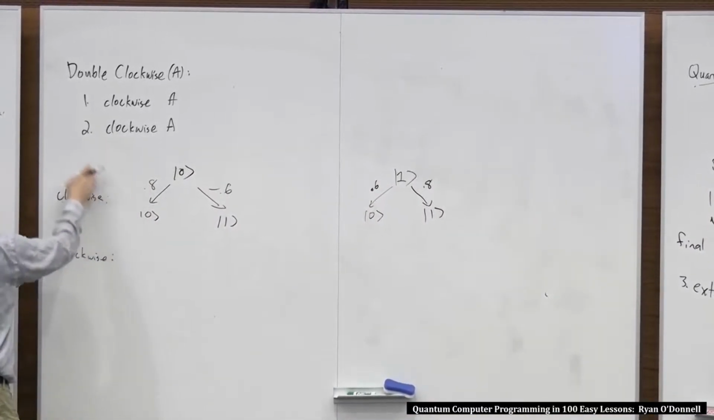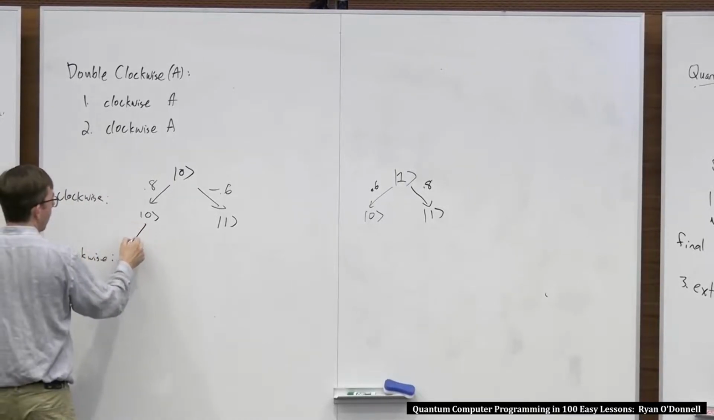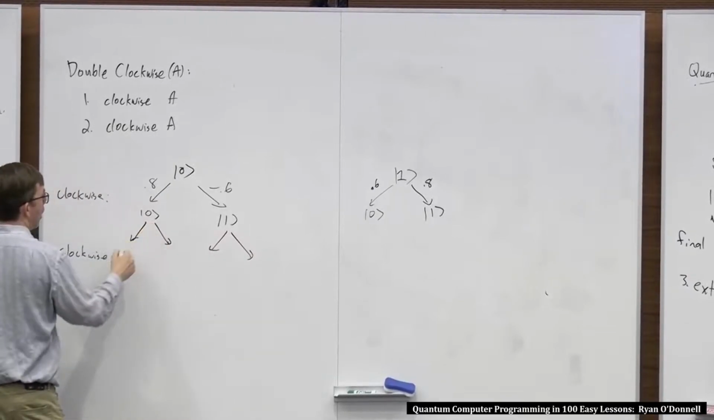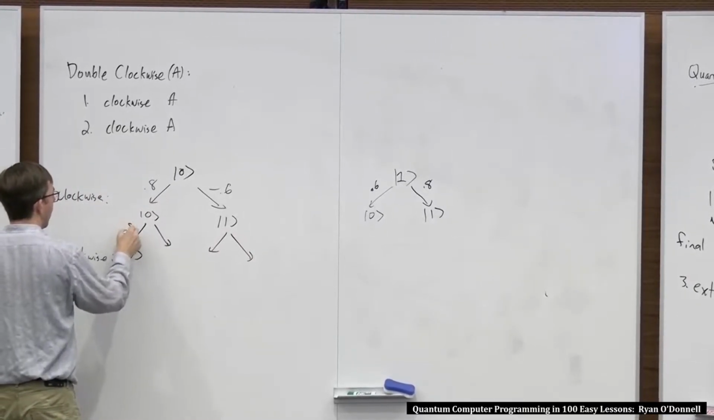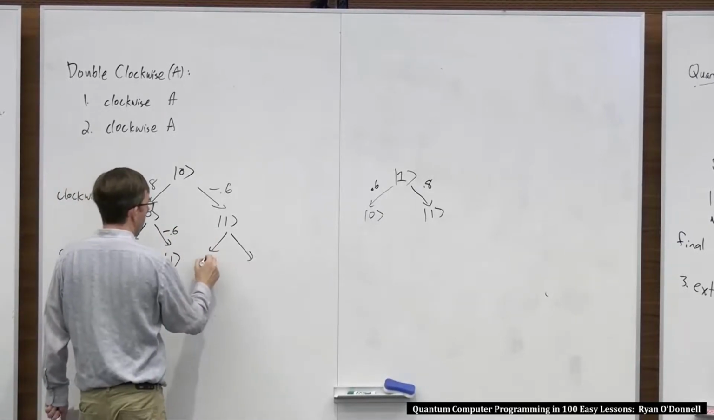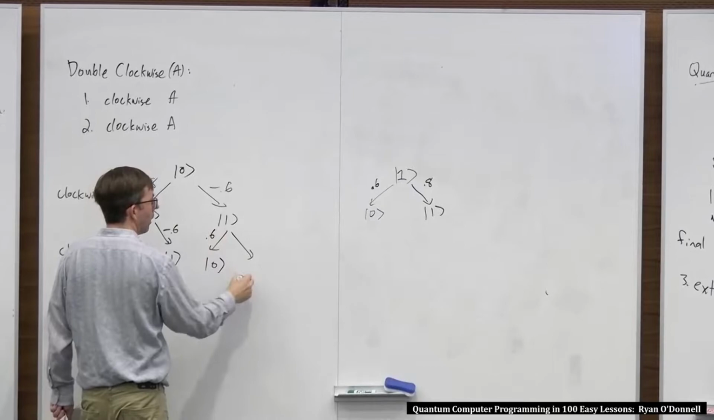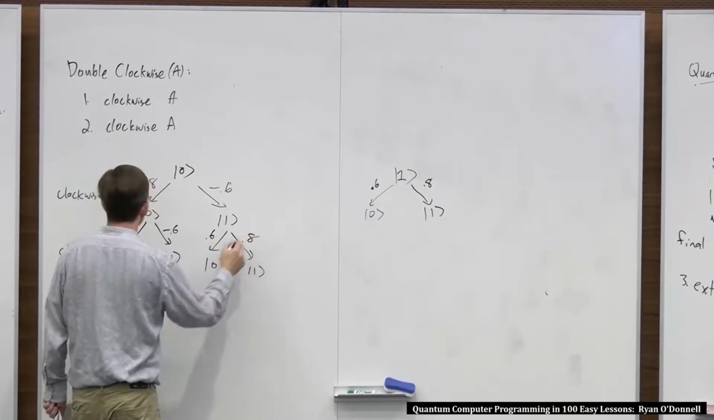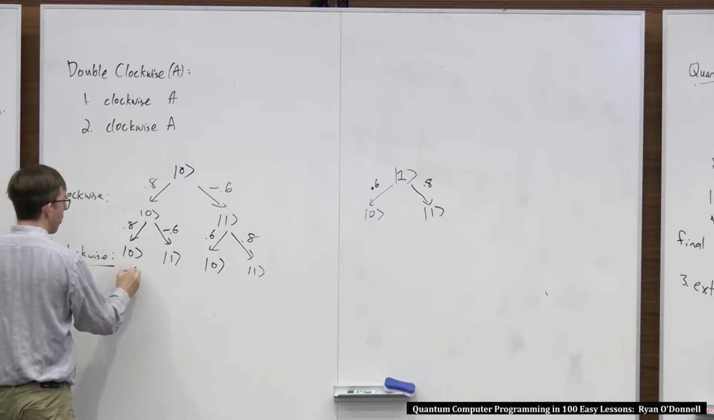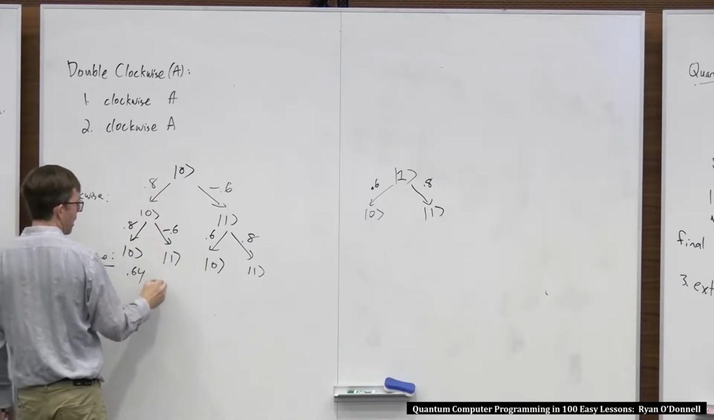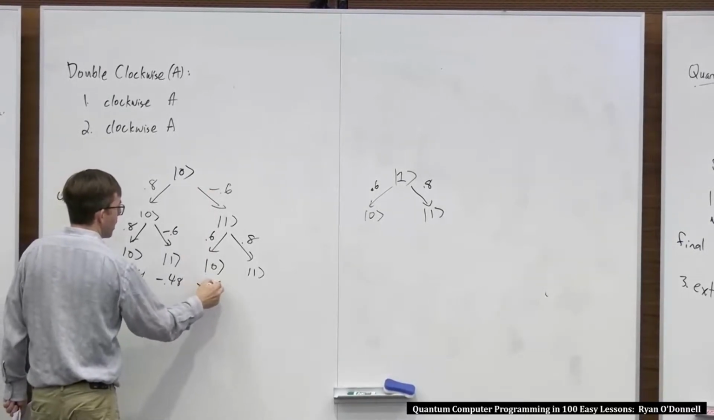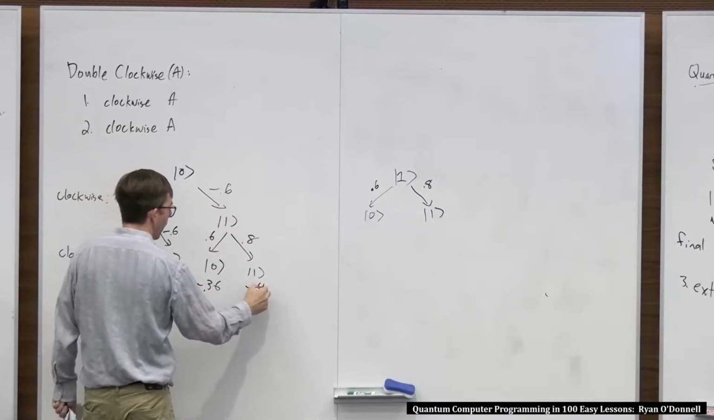Okay, so that's the first instruction. Now let me come back to this. Let's say we're going to do clockwise again. You know how this whole amplitude business works. If you're at 0, it goes to 0 with amplitude 0.8, and to 1 with amplitude minus 0.6. If you're at 1, it goes to 0 with amplitude 0.6, and to 1 with amplitude 0.8. So now we still finish. 0.8 times 0.8 is 0.64. 0.8 times minus 0.6 is minus 0.48. Minus 0.6 gives minus 0.36. And this is minus 0.48.